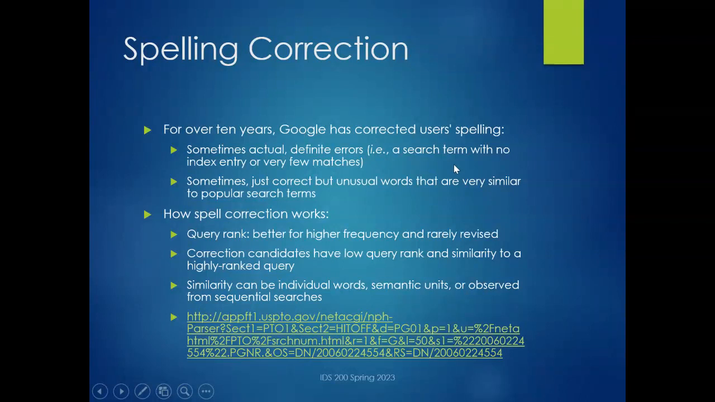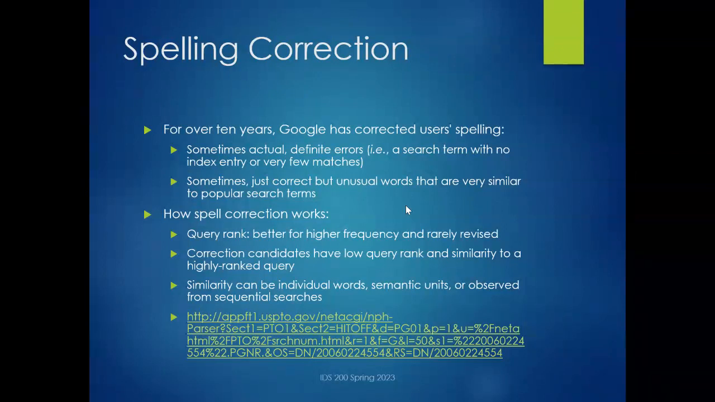Sometimes it's going to correct things that are definitely wrong, or almost definitely wrong, like a search term with no index entry or very few matches. For example, if you spell UIC with 3 U's and a W, that's probably not in there anywhere. Sometimes, of course, it could just be correct but unusual words that are very similar to popular search terms. So, for example, there's the famous actress Charlize Theron, and suppose you have a friend named Charlie Theron. He goes by Charlie.